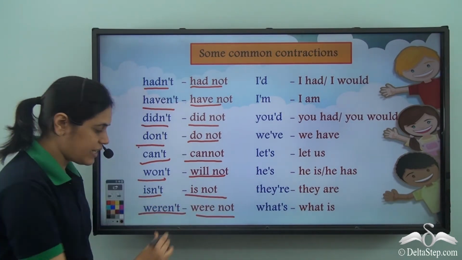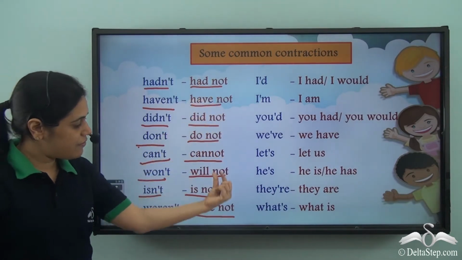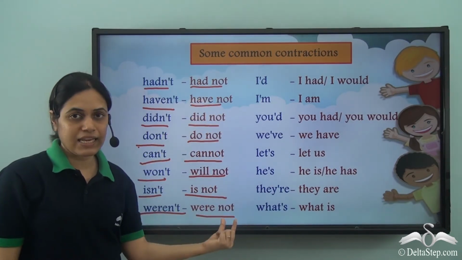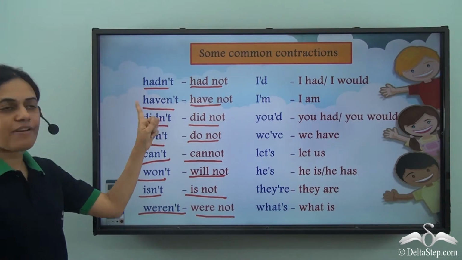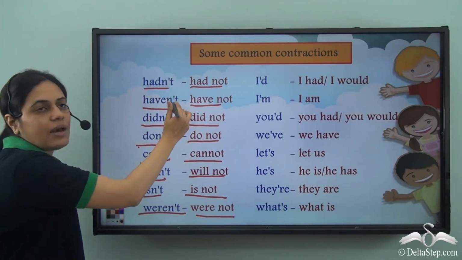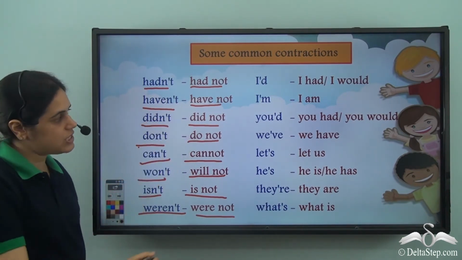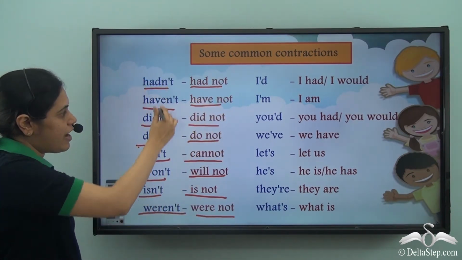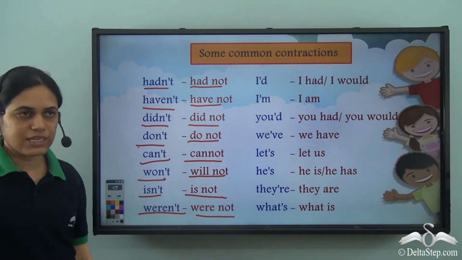Were not, weren't. So you see, whenever we have not as the second word, at the end we have N apostrophe T. So for not we have N apostrophe T.